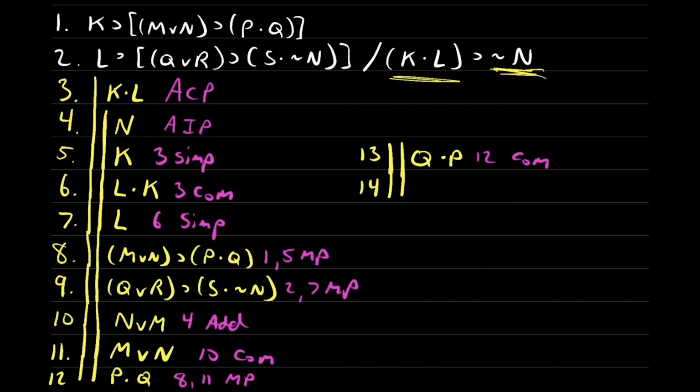Okay, line 14, I'm going to simplify that and get Q. So 13, simplification, oops. We said we were doing that so we could add R onto Q by addition, so Q or R. So line 14 by addition.